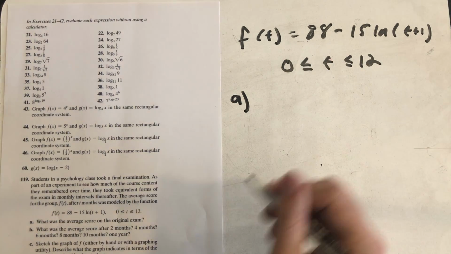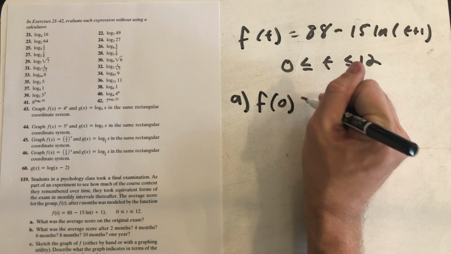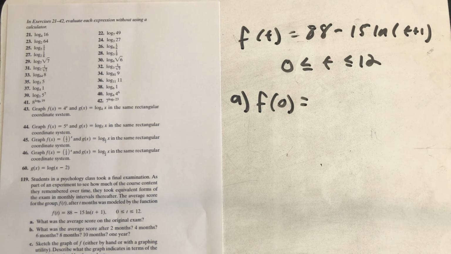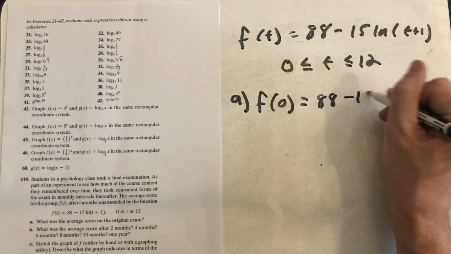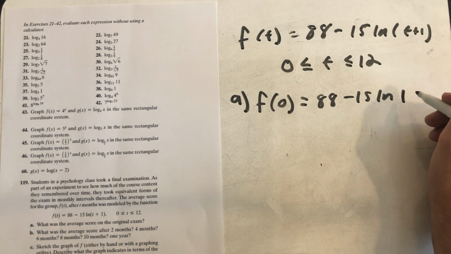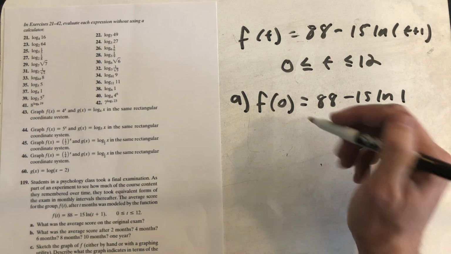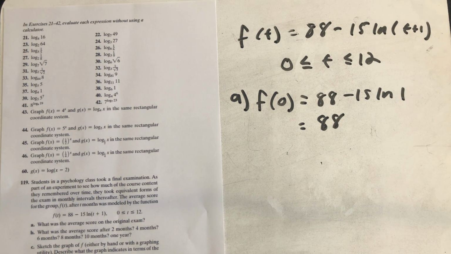Part A asks, what was the average score on the original exam? Well, that's at f of 0, right? That's that initial point, 0 months after they took the exam, in that one moment in time. So 88 minus 15 times the natural log of 0 plus 1, which is 1. Well, the natural log of 1 is 0, so we just get 88. The average score initially was 88.